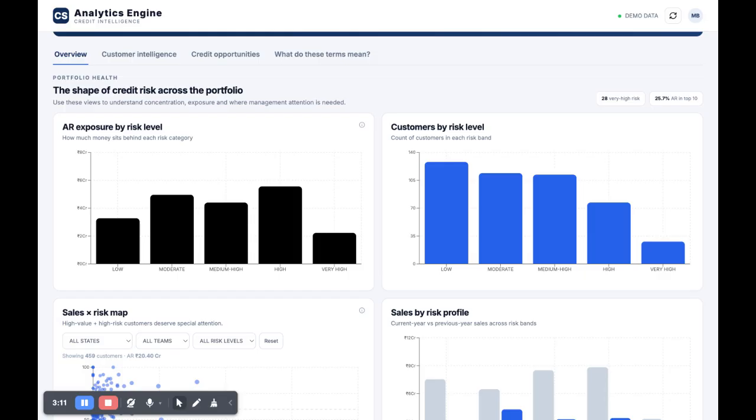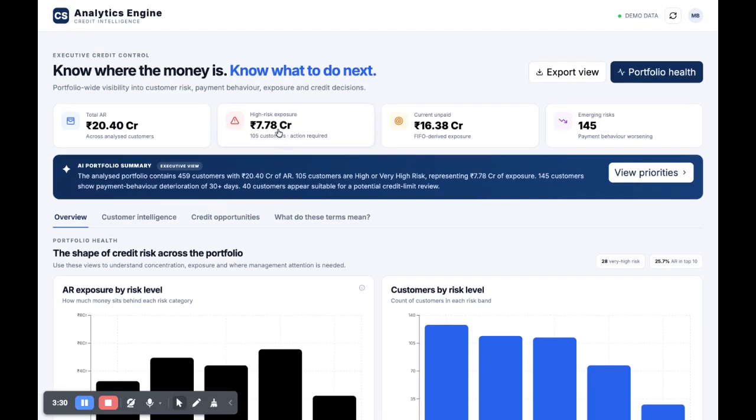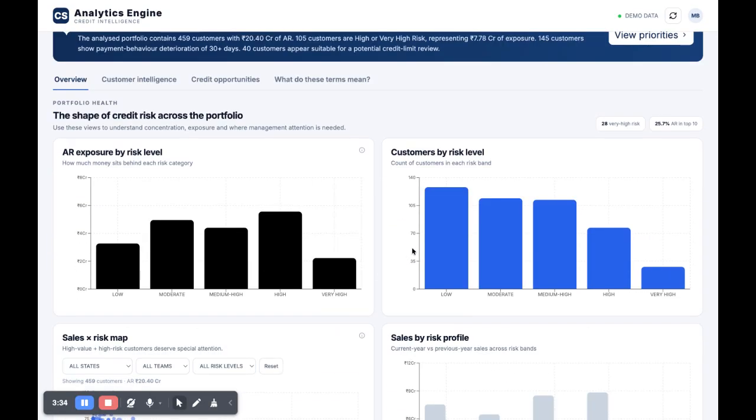So this entire amount receivable is spread across risk levels. 3.27 CR is low risk, about 5 CR is moderate risk, and so on. This 5.56 plus 2.22 totals to 7.78. This is high risk and very high risk. Customers by risk level: 128 customers have low risk, and these many customers have high risk.